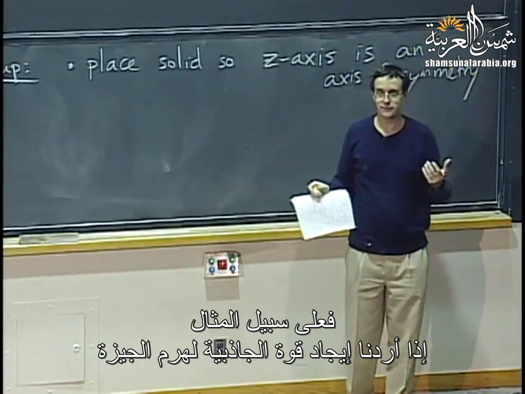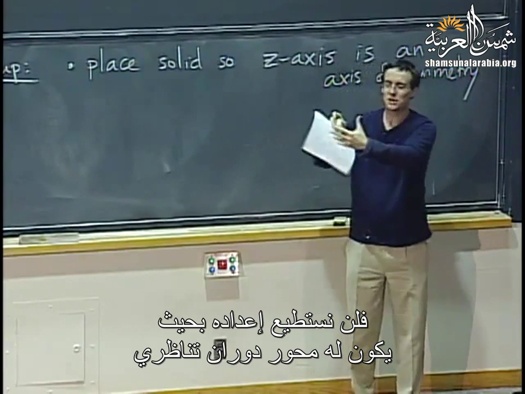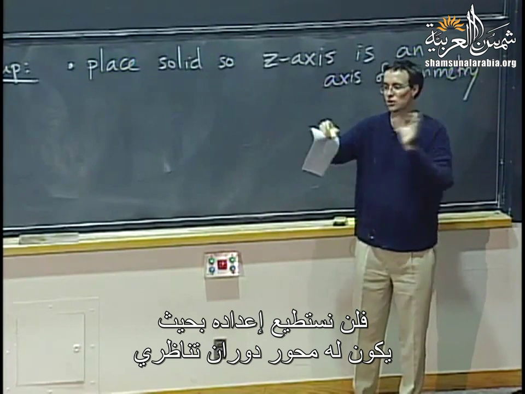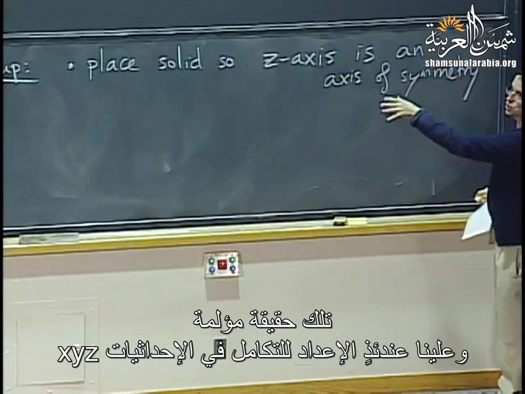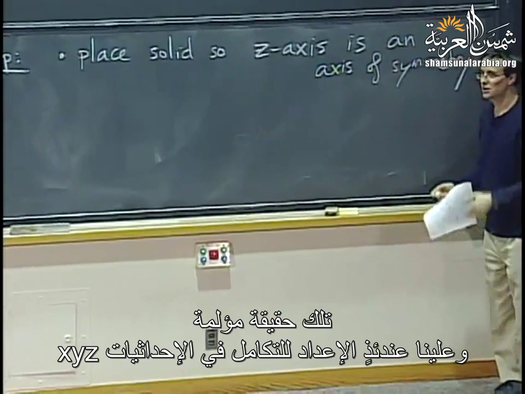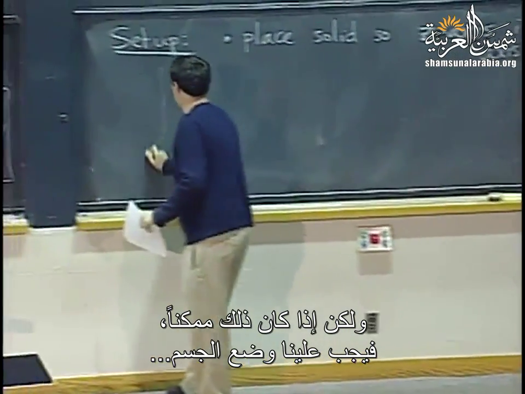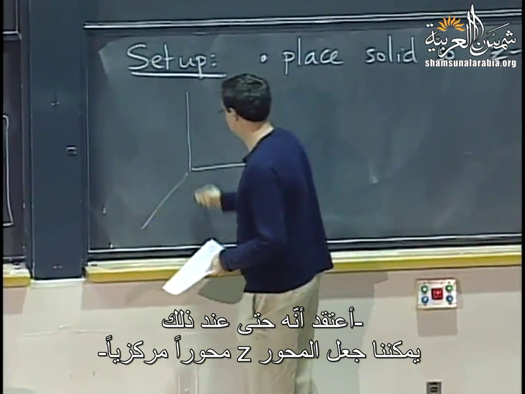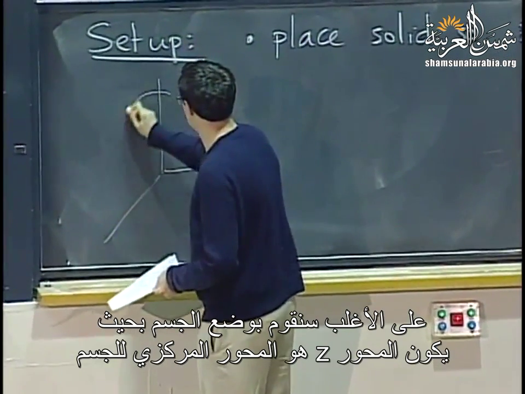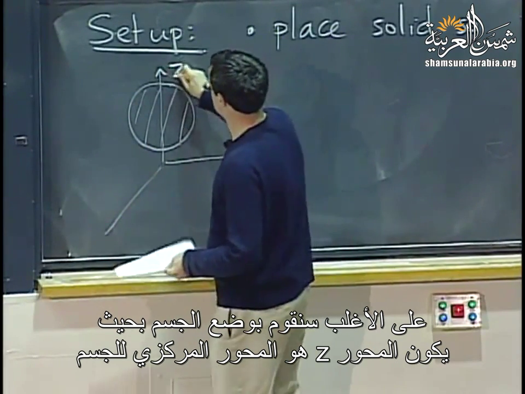You know, like if you're trying to find the gravitational attraction of, I don't know, the pyramid of Gizeh, then you won't be able to set it up so that it has a rotation symmetry. Well, that's a tough fact of life, then you have to actually do it in XYZ coordinates. But if at all possible, you're going to place things so that your solid is actually centered on the z-axis.